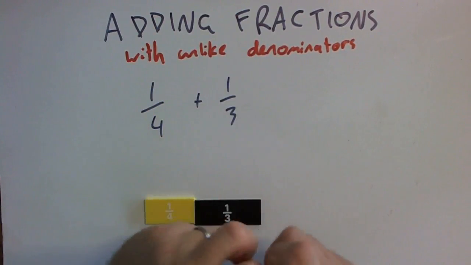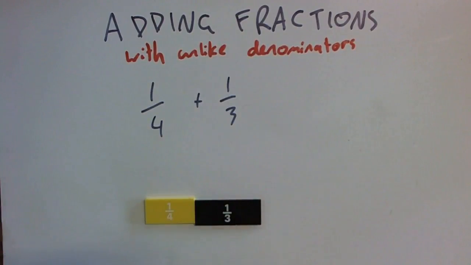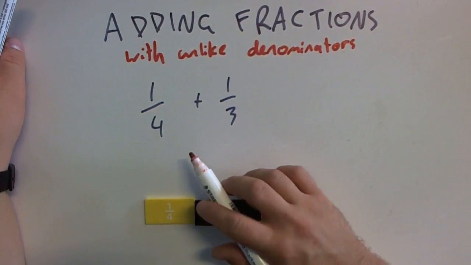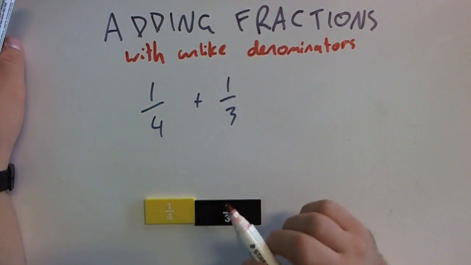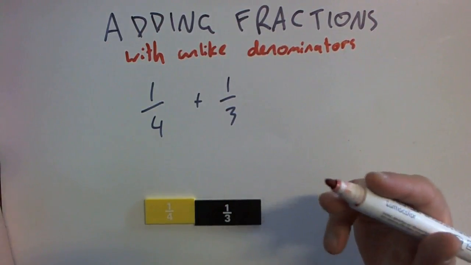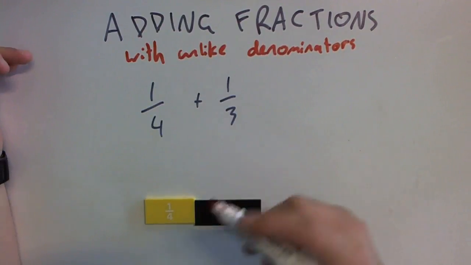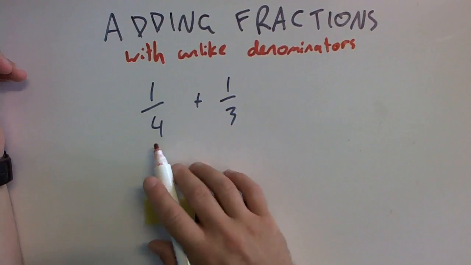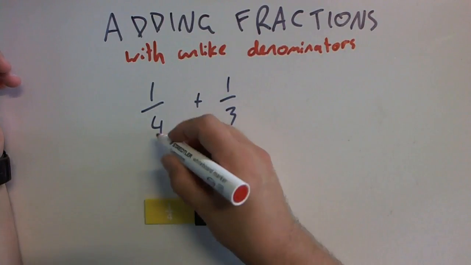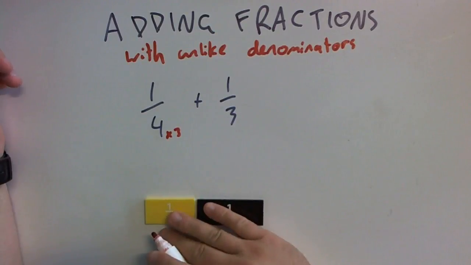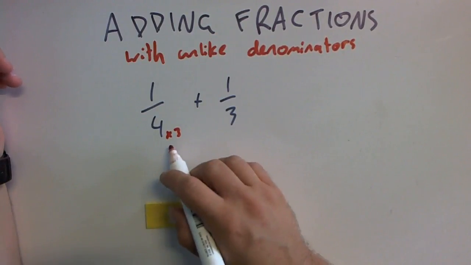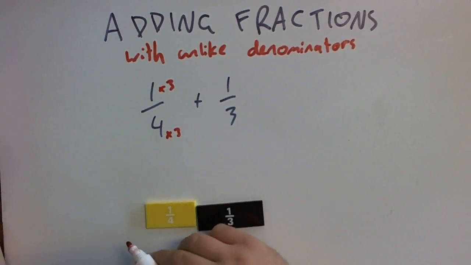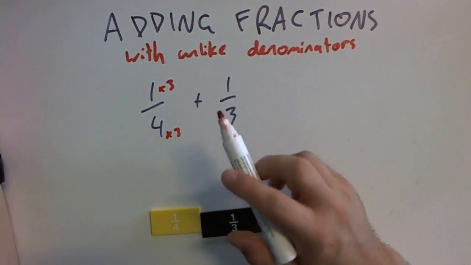To do that, I look at the denominators, 4 and 3, and I decide, well, what number can both 4 and 3 go into? Well, the first one I can think of is 12. So I'm going to make this one out of 12. So how do I turn 4 into 12? Well, I times it by 3. Now, whatever I do to the bottom of the fraction, I need to do to the top of the fraction to keep it equivalent.